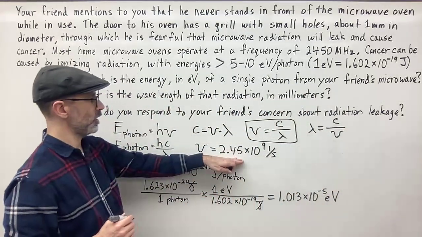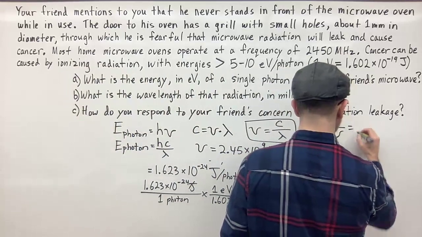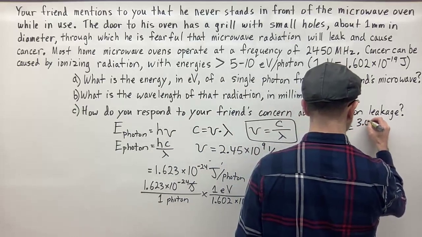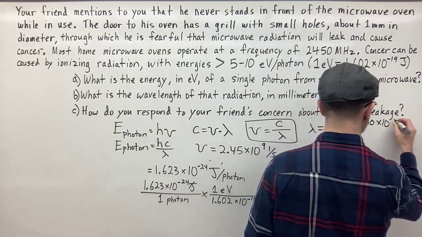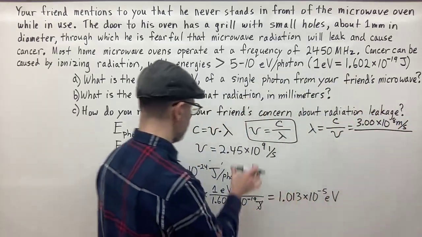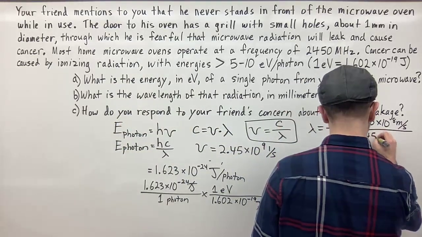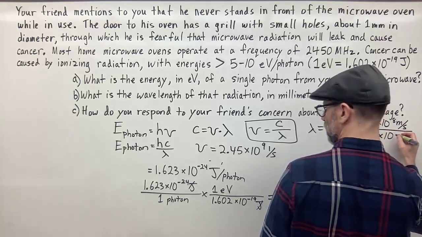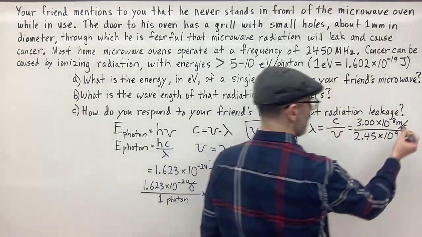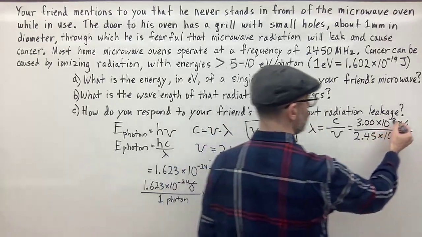So now all we need to do is plug in the speed of light and nu, and we should get lambda, the wavelength. So the speed of light is 3.00 times 10 to the 8 meters per second over, and then I'm going to plug in my frequency. That's going to be 2.45 times 10 to the 9 per seconds. So in here, I have 1 over seconds, 1 over seconds. So seconds are going to cancel out. And I'm left with meters, which is a length.